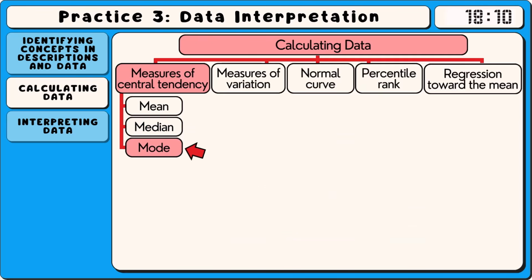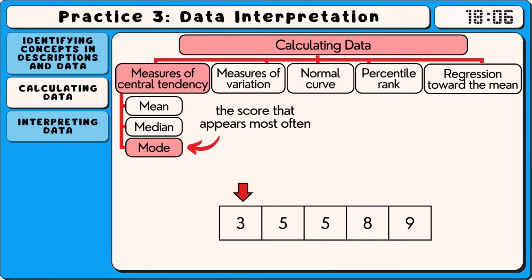Now let's look at mode. This is the score that appears most often. For example, in the set 3, 5, 5, 8, and 9, the mode is 5 because it shows up twice while all the other numbers just show up once.